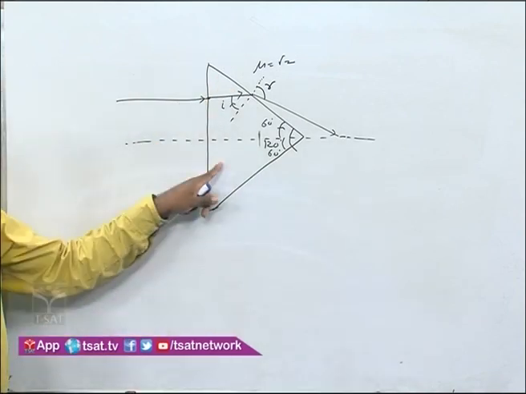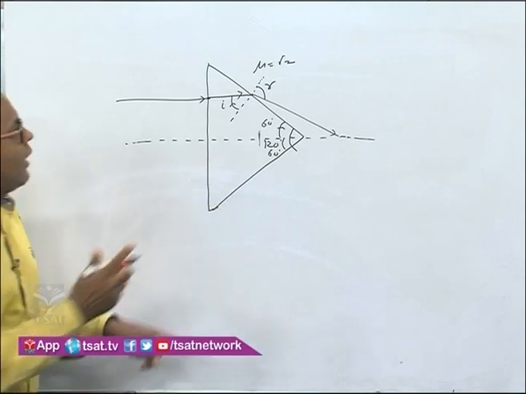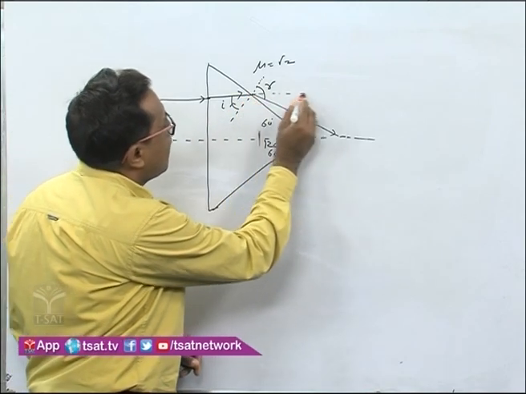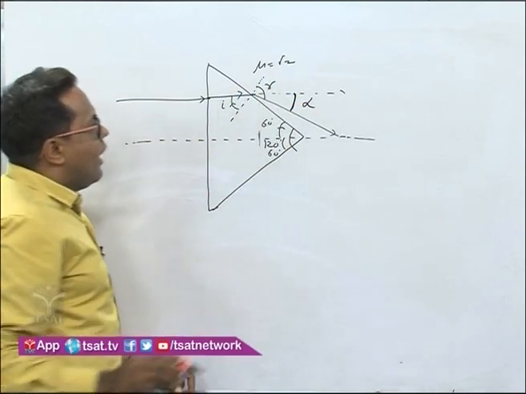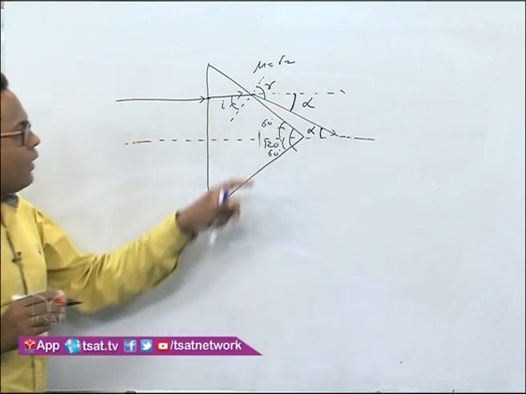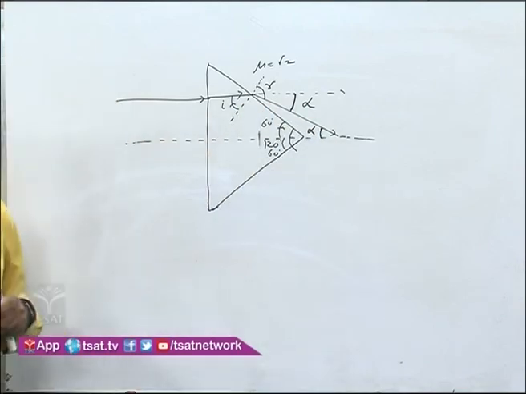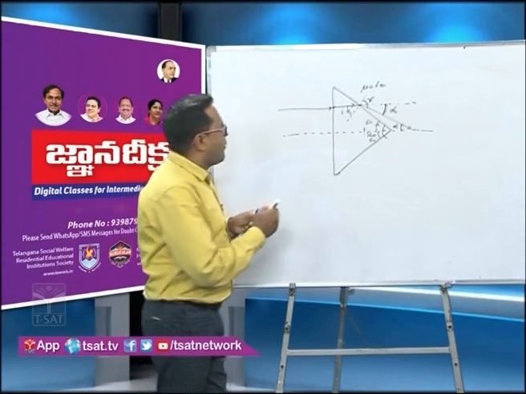Now if this prism was not present, what would have happened? This ray would have moved straight, and this other angle, the angle of deviation, is alpha. It is very clear that if this angle is alpha, this angle is also alpha due to alternate interior angles.